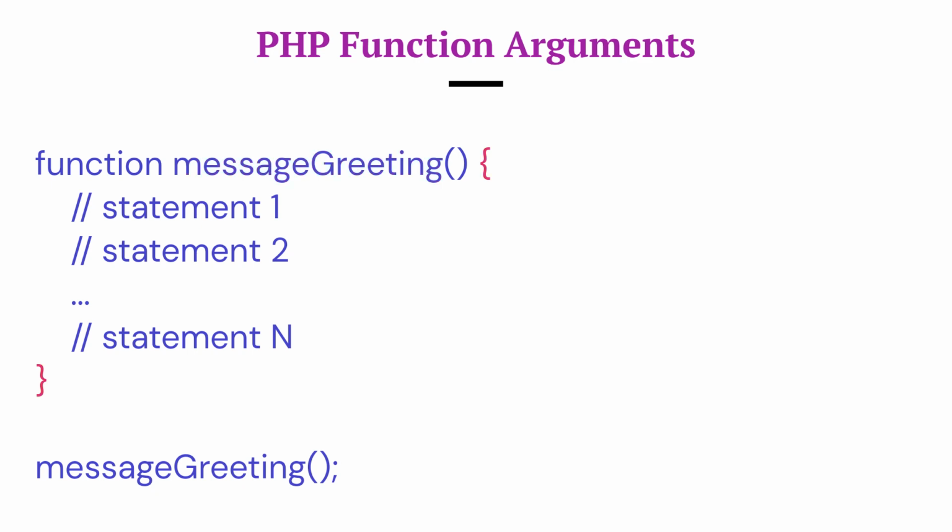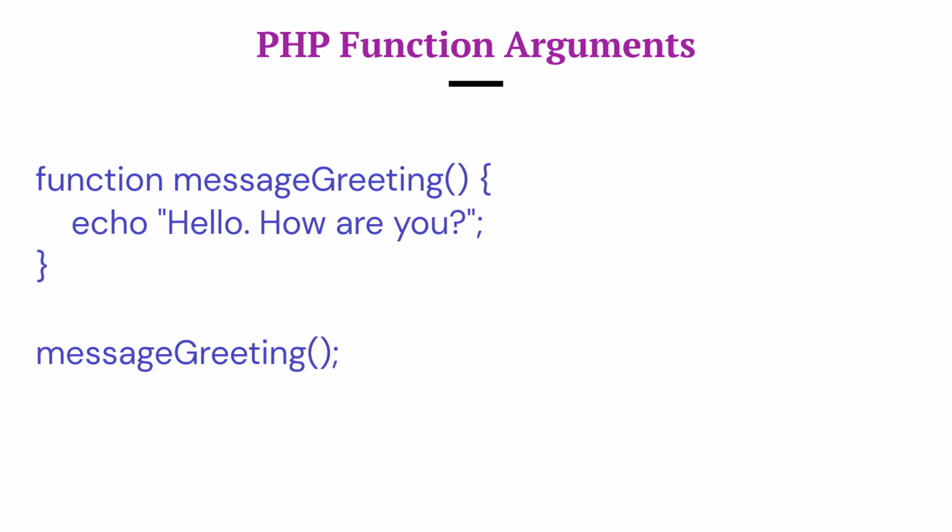4. Function body must start with opening curly brace and end with closing curly brace. The code or block of statements must appear in between the curly braces. 5. A function has to be called to make it work by its name followed by opening and closing parentheses. Let's see an example. In this example, we have created a function message greeting with a single line statement.